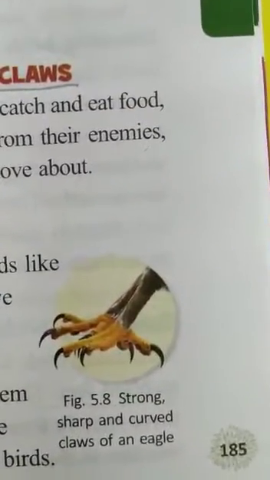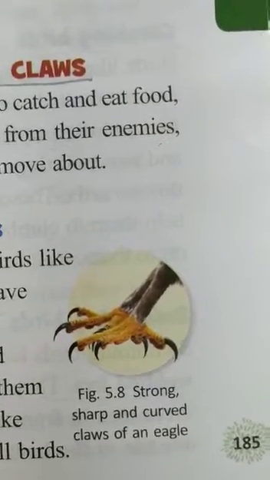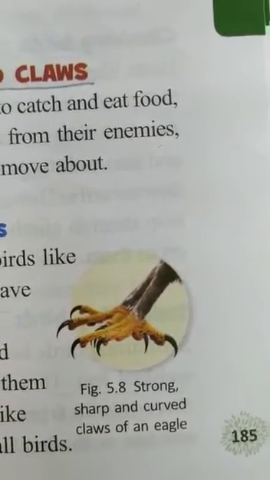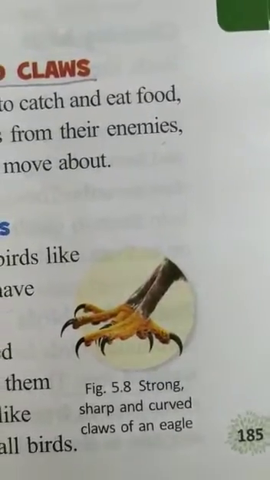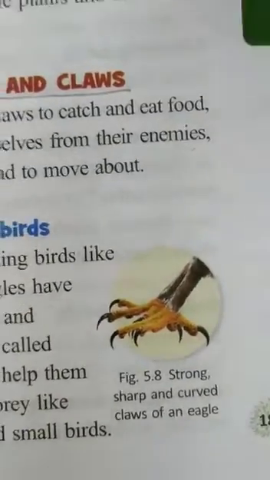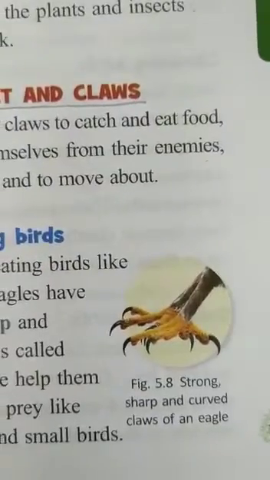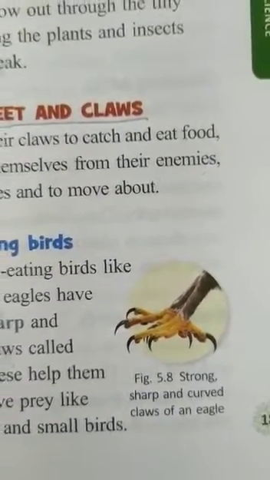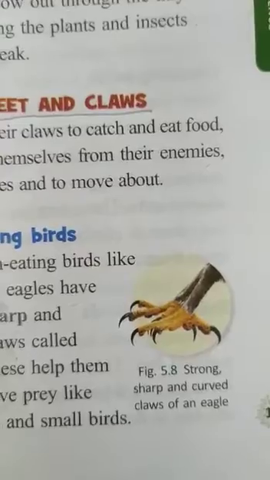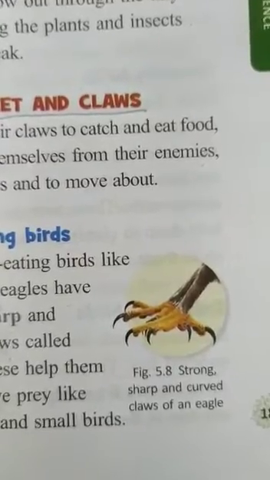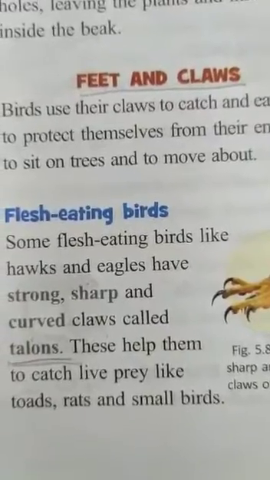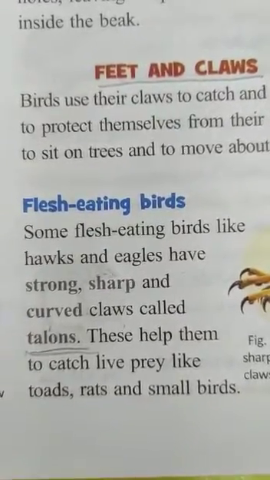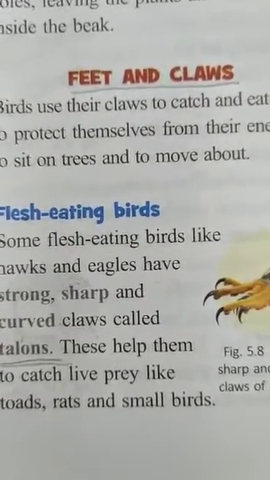See this picture? Yes, these are called talons. Are you able to see how sharp they are and how they are curved, so that they can tear the flesh of other animals, right? And they can catch, they can hold. Their catch and their grasp is very strong, you can't escape from that, right? Yes, these help them to catch live prey like toads, rats and small birds.